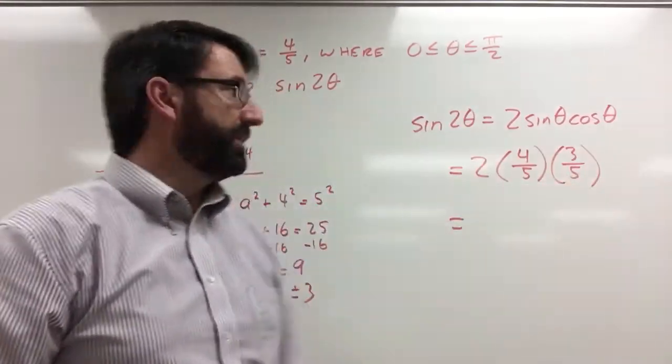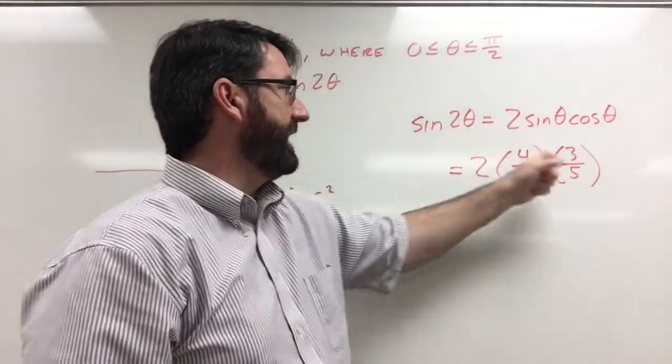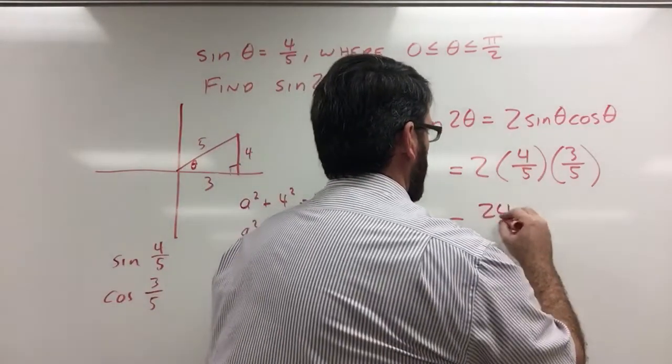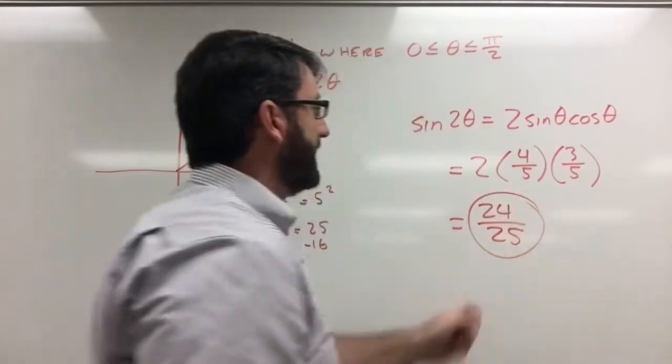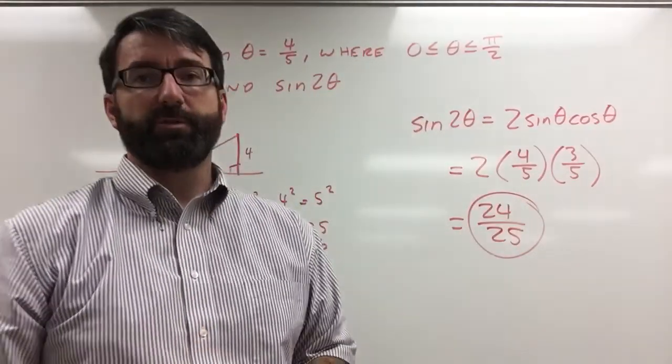And now we just multiply those across. 2 times 4 is 8 times 3 is 24. And 5 times 5 is 25. So our answer is going to be 24/25.